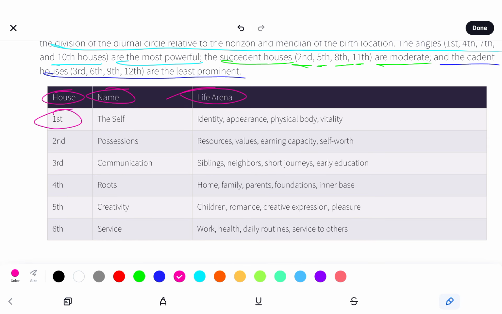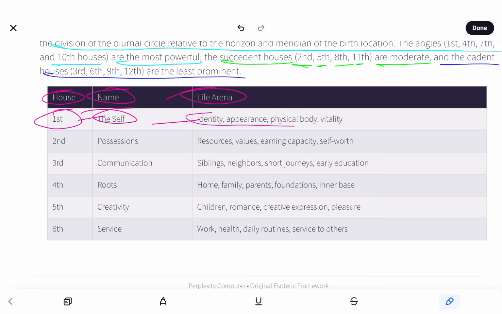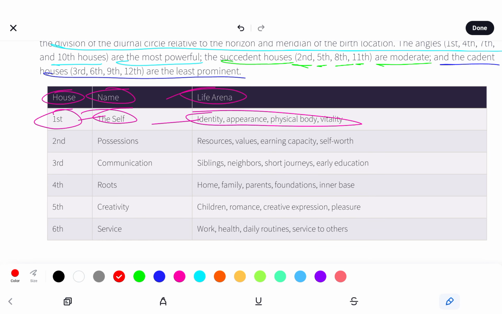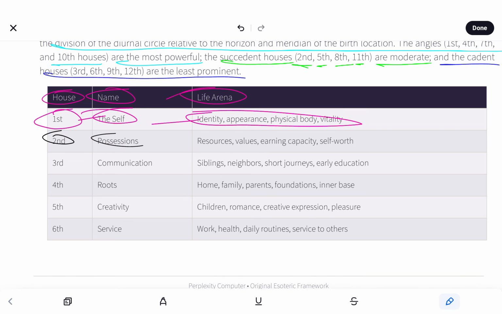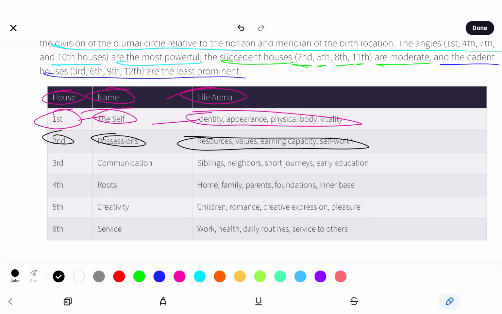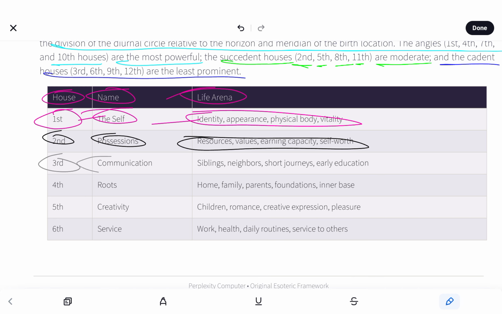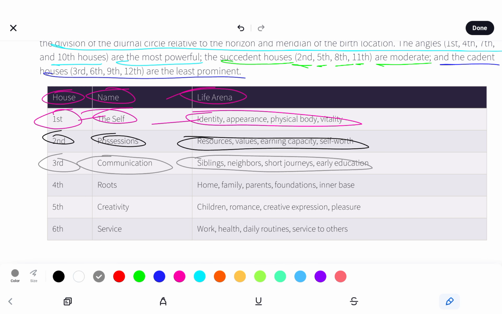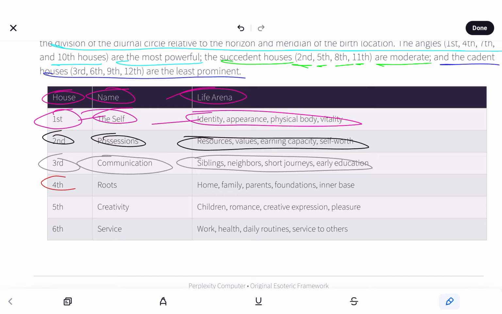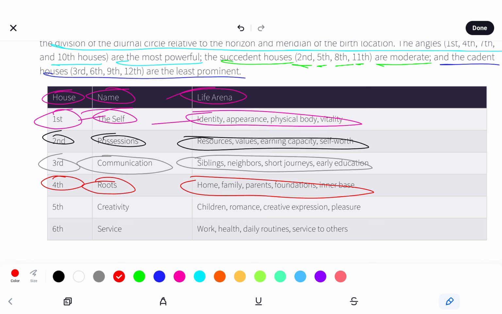So for example, the first house is the self, identity, appearance, physical body, and vitality. Second house is your possessions, resources, values, earning capacity, self-worth. Third house is communication, siblings, neighbors, short journeys, early education. Fourth house, roots, home, family, parents, foundations, inner base, your ancestry. 5th house, creativity, children, romance, creative expression, and pleasure.